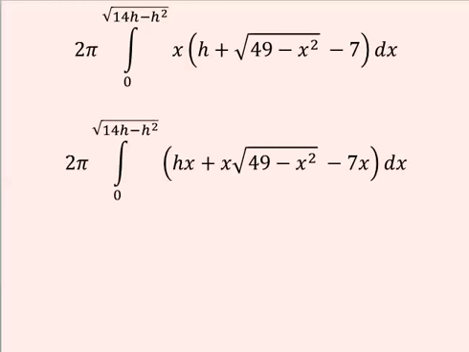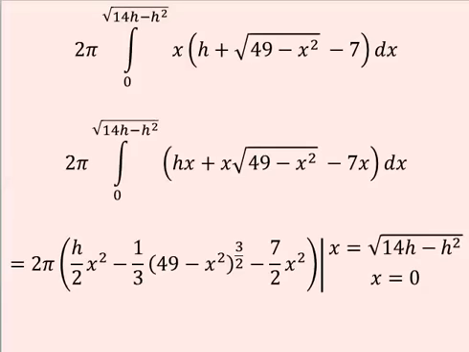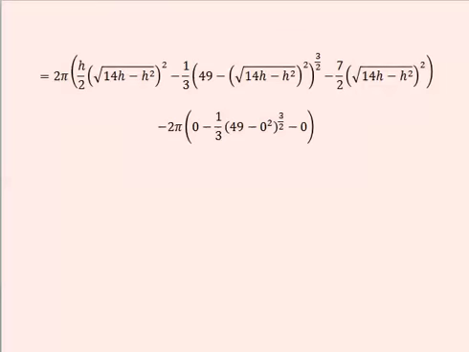Alright, so I pull out the 2 pi and I distribute the x, and I now am going to find the antiderivative. I find the antiderivative. Next, I'm going to evaluate it. And if you get a really long, messy answer, don't be surprised. This is what I get. Now, if you have something squared and then raised to the 3/2 power, that's just that same thing to the 3rd power. So use that to your advantage.